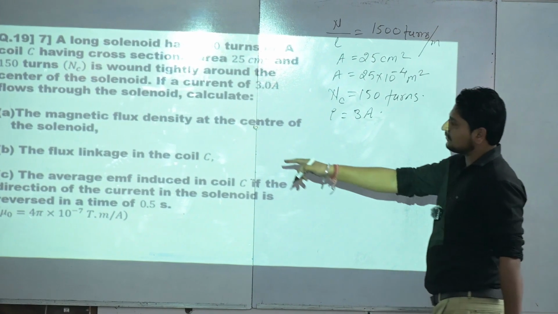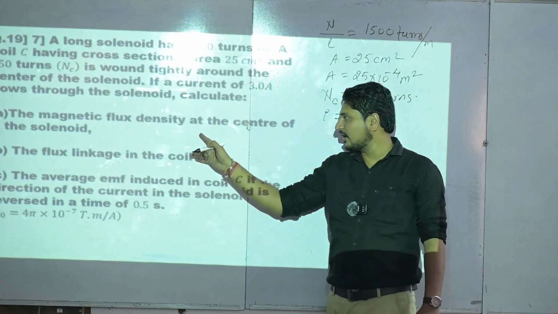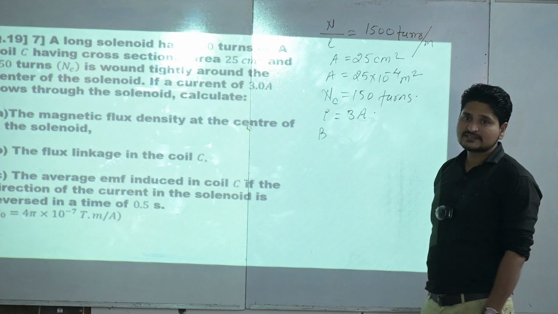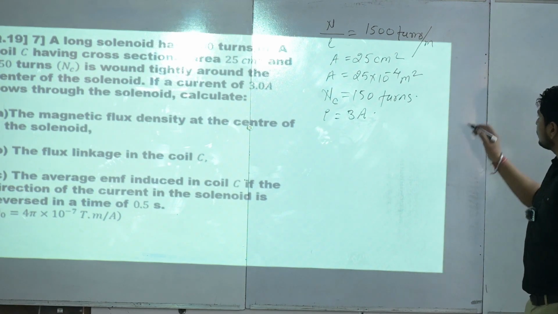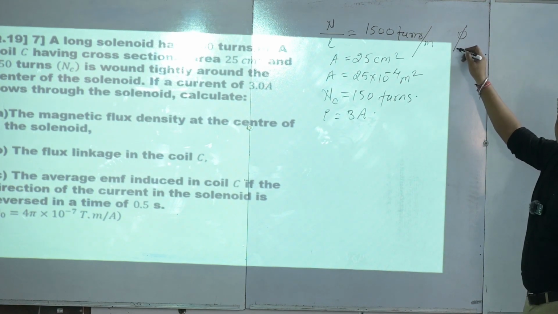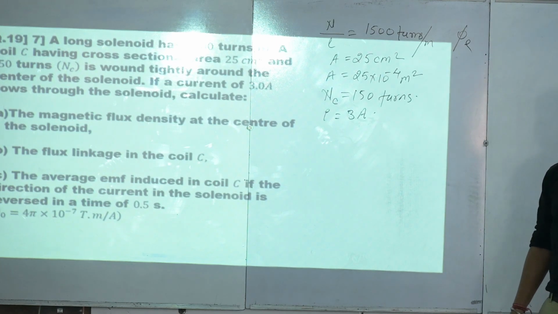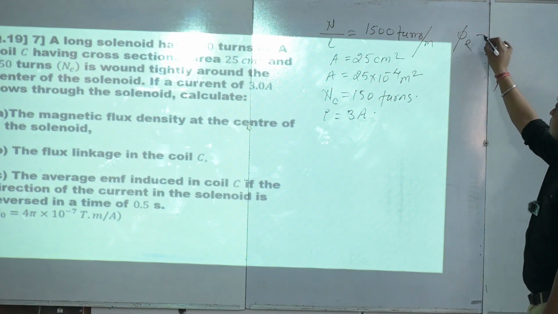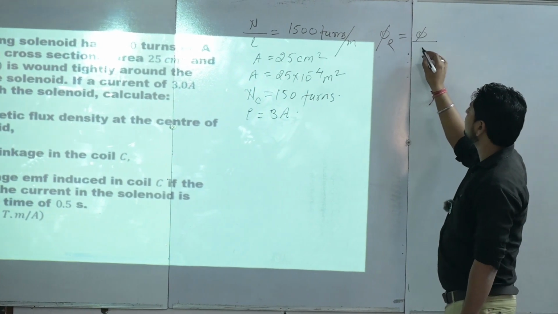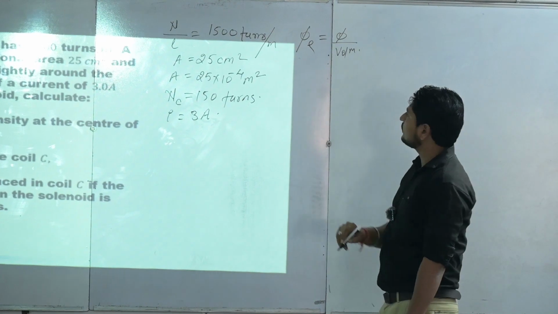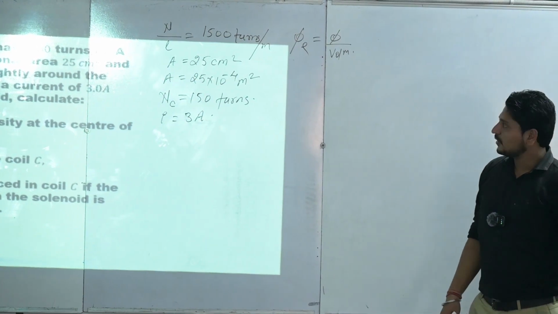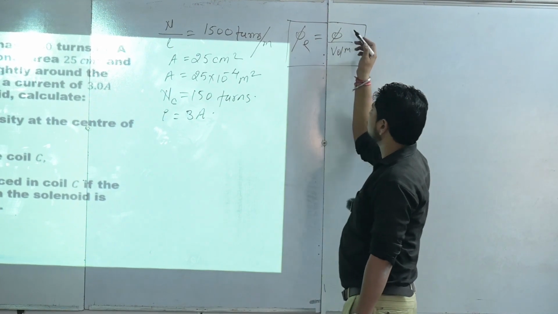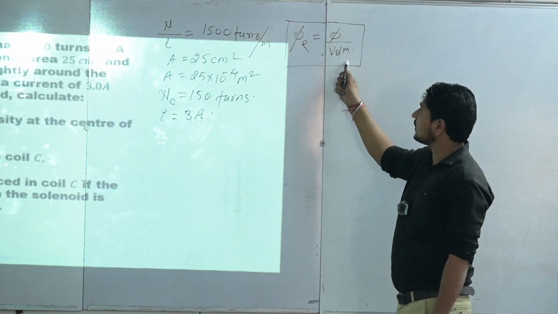Calculate the magnetic flux density. Magnetic flux density has to be found at the center of the solenoid. Magnetic flux density also means magnetic field. How? If I talk about magnetic flux density, flux density means flux and density, suffix rho. So this is phi suffix rho, the magnetic flux density, and it is magnetic flux divided by volume. This is the formula for magnetic flux density: magnetic flux per unit volume.